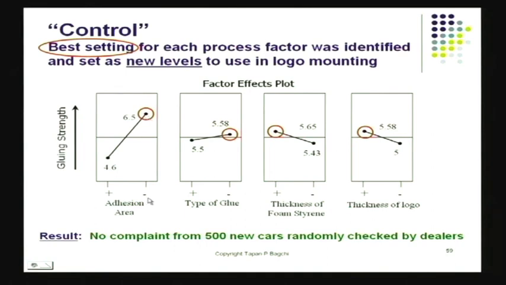Minus setting, which is a larger area for addition area, glue type minus, thickness type plus, thickness setting plus for the styrene foam, and thickness setting plus for the logo. And these would then be your optimum settings. Minus, minus, plus, plus. That would be your new setting for the process.